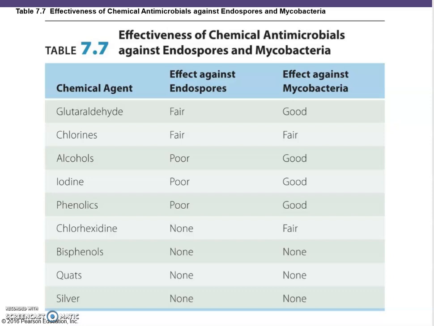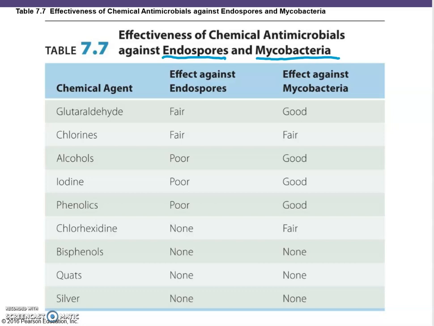And ones that are very particularly bad to get rid of would be those bacteria that have endospores, and they are survivors. And mycobacteria, they are also very tough to get rid of. So here are some chemical agents listed and what they would be good for.